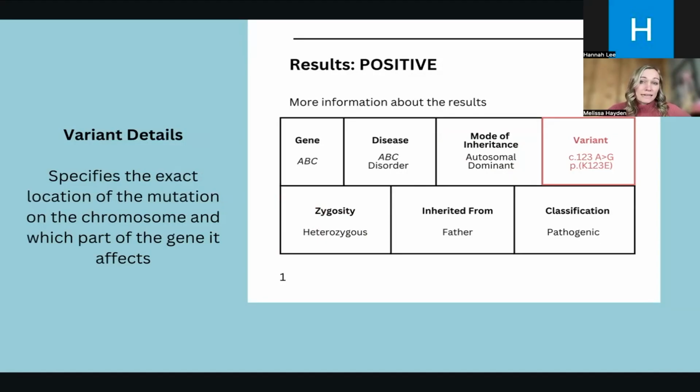The variant details help to specify the exact location of the mutation on the chromosome and which part of the gene it affects, such as the protein coding region.